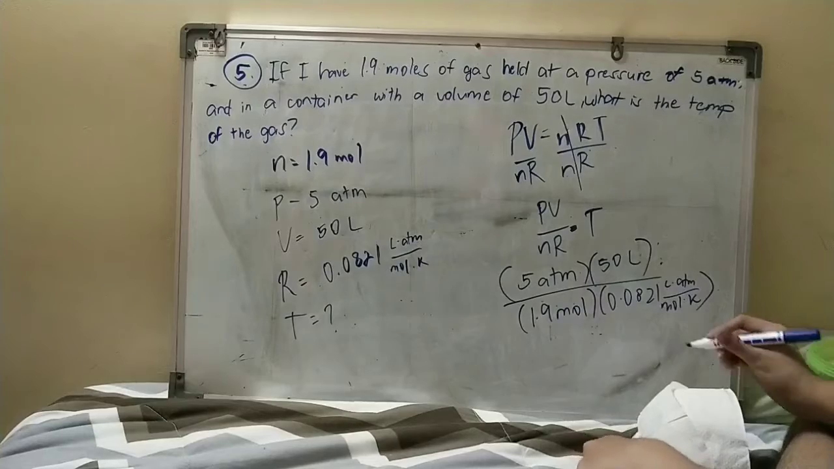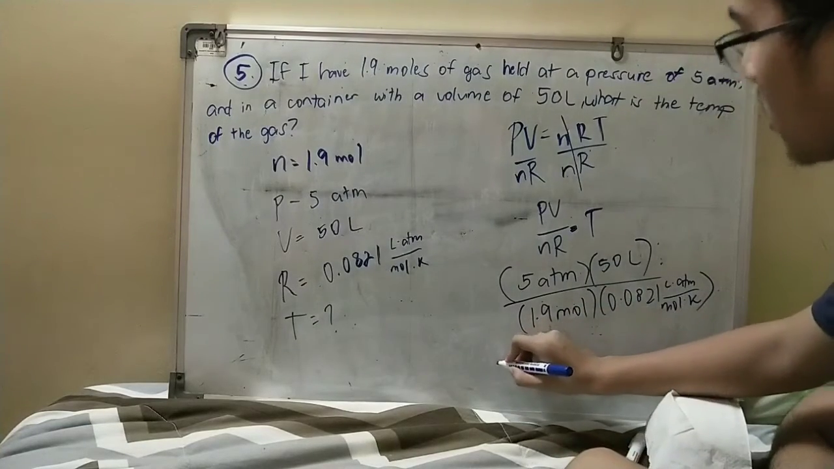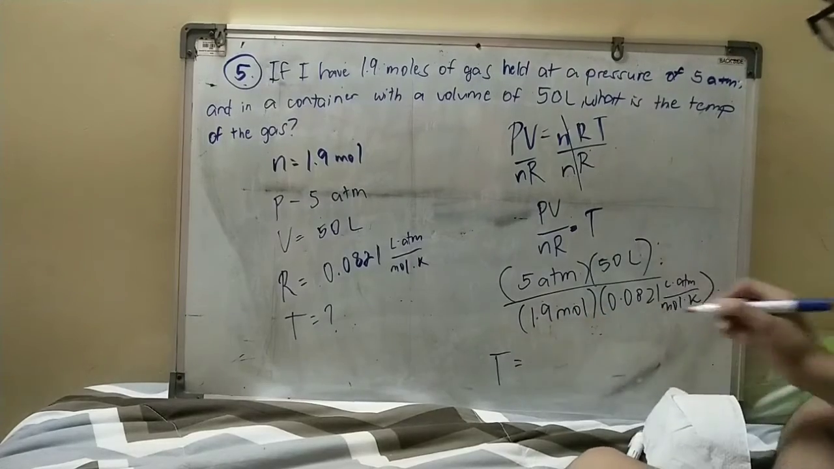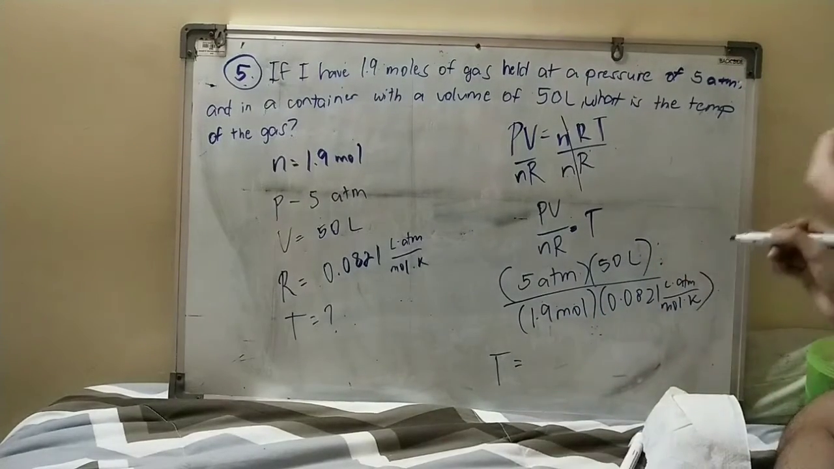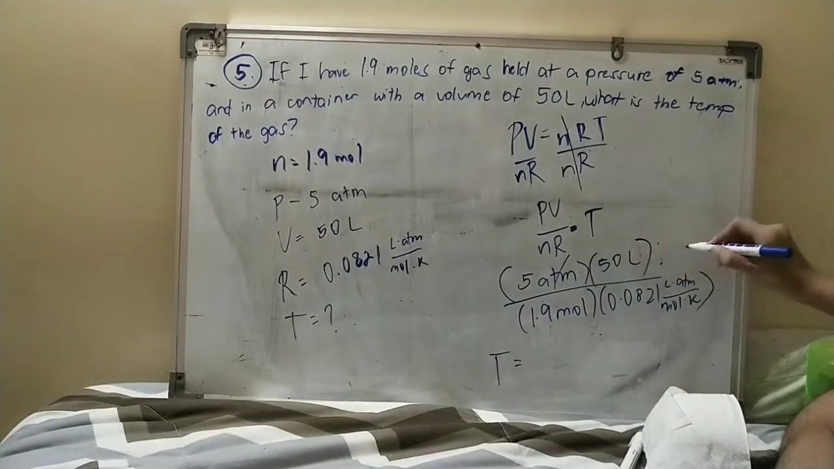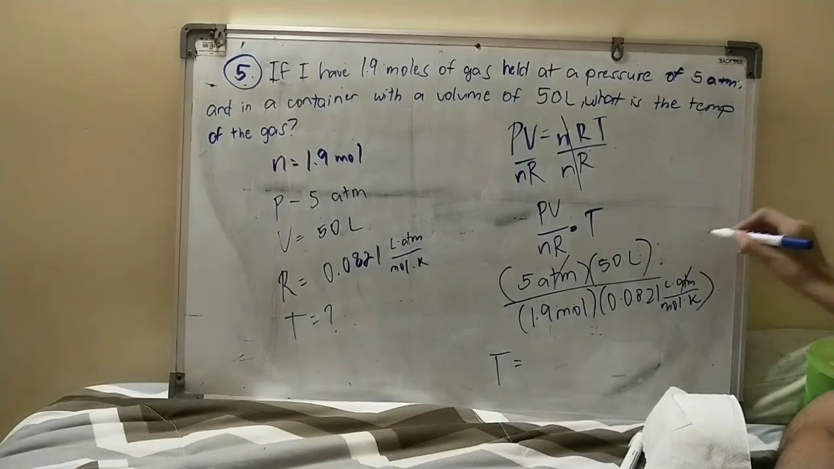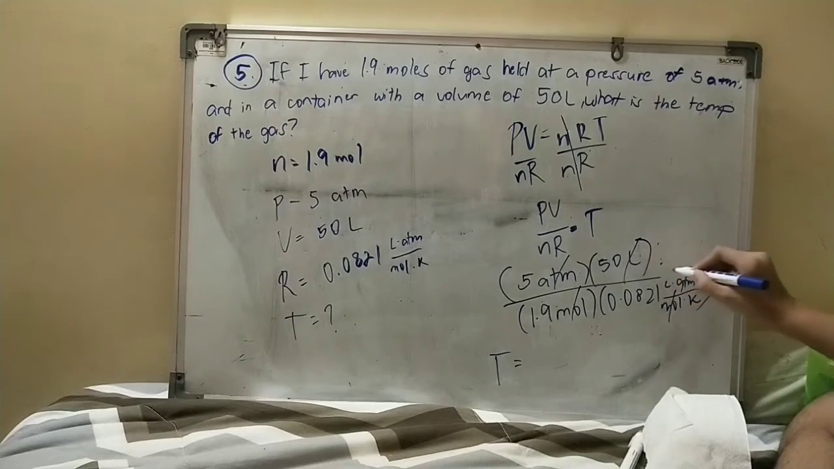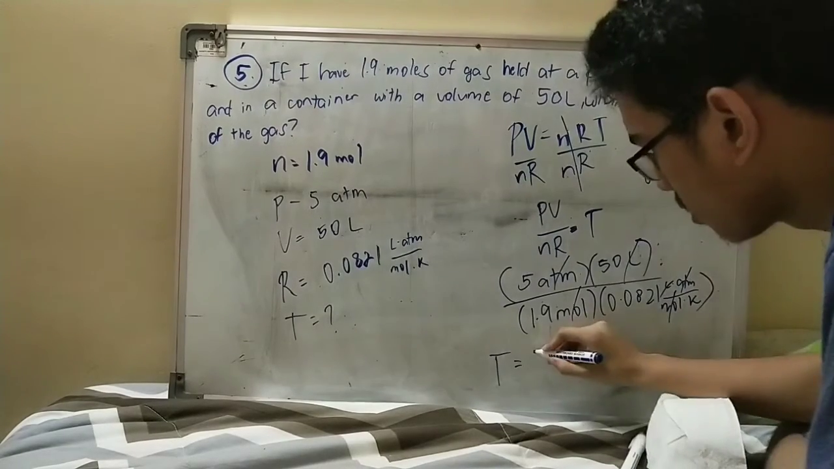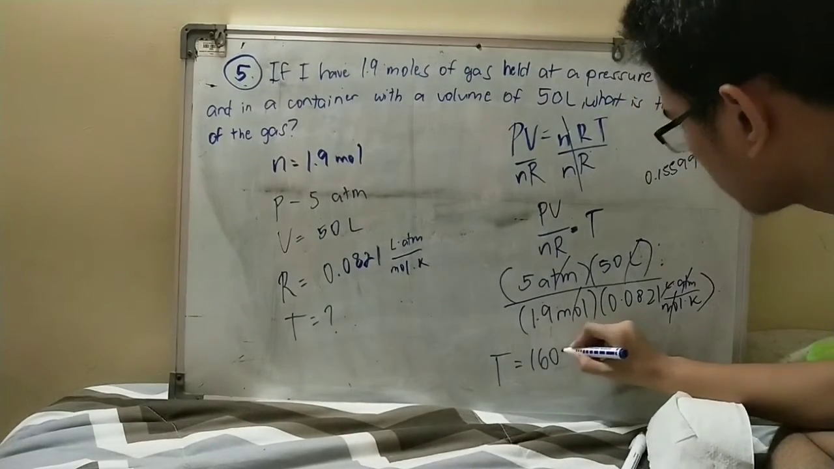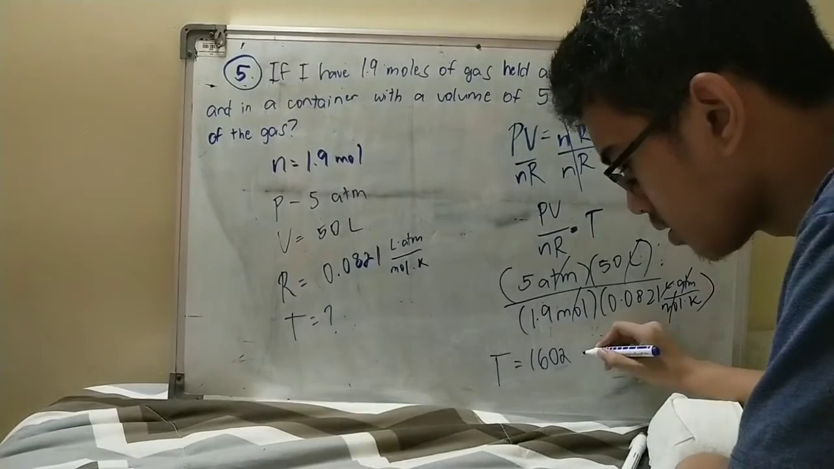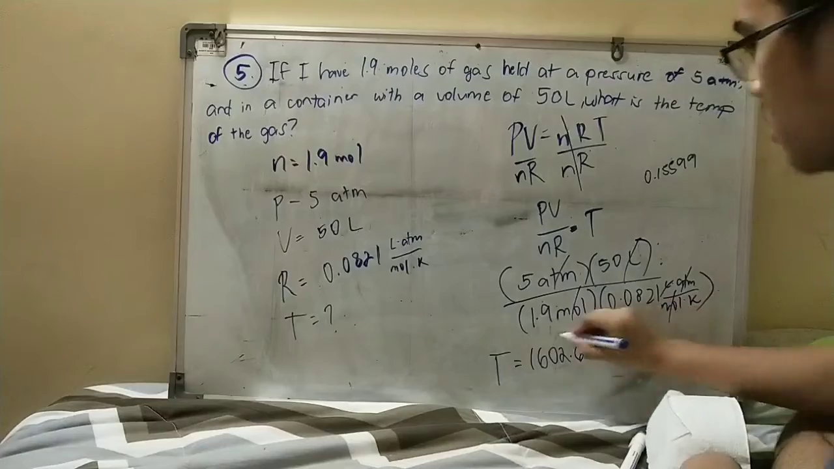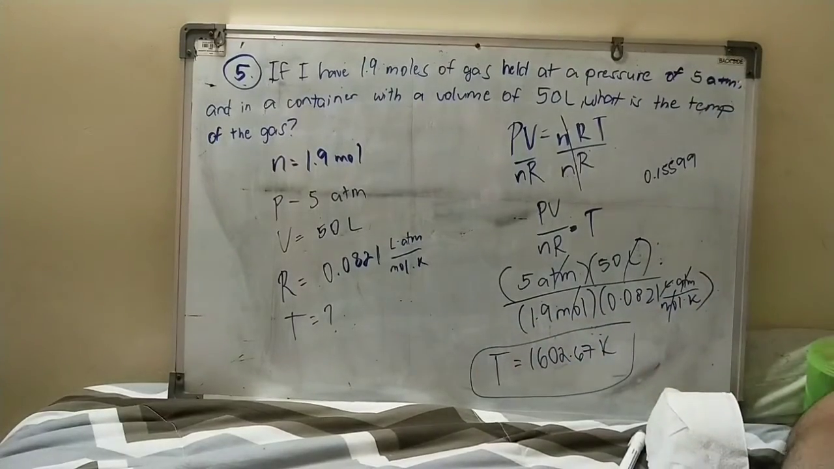Our final answer, or our final temperature, but first we need to cancel out all of the standard units so that all we have left is Kelvin, and our temperature is 1602.67 Kelvin. This is our final answer.